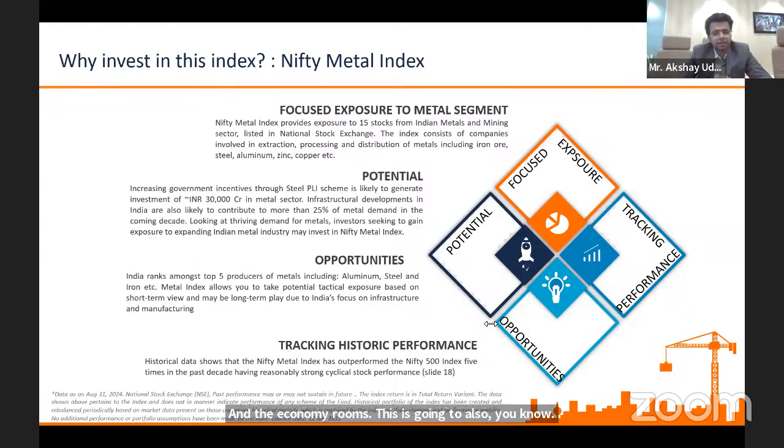It's very simple: if you are looking to invest from a tactical point of view, you can invest, but from a long term point of view, the infra spending is also going to increase, and manufacturing is also going to get a boost. So you can definitely consider it for allocation. You can invest right from September 28th to September 30th. The allotment would be done on 4th of October.